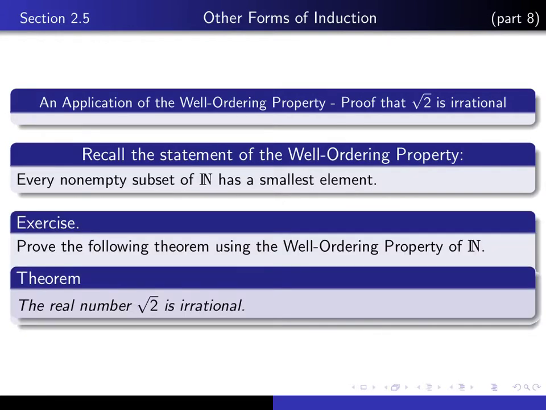Here's a statement of what we're going to do. We're going to prove the following theorem using the well-ordering property of the natural numbers. The theorem says that the real number root 2 is irrational.